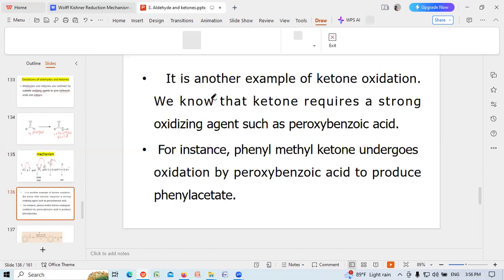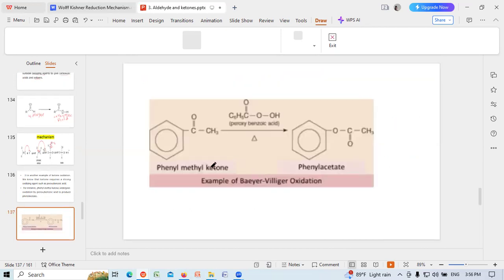It is another example of ketone oxidation, meaning that a ketone requires a strong oxidizing agent such as peroxybenzoic acid. For instance, phenyl methyl ketone undergoes oxidation by peroxybenzoic acid to produce phenyl acetate. Phenyl methyl ketone, peroxybenzoic acid, phenyl acetate. This is also called Baeyer-Villiger oxidation.